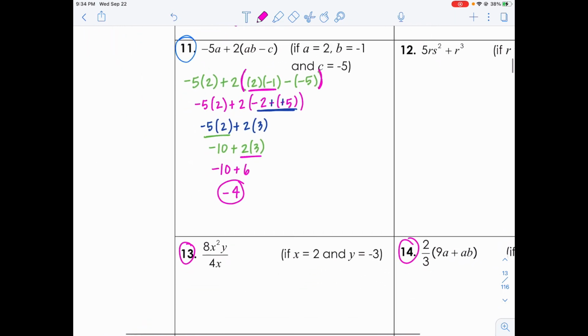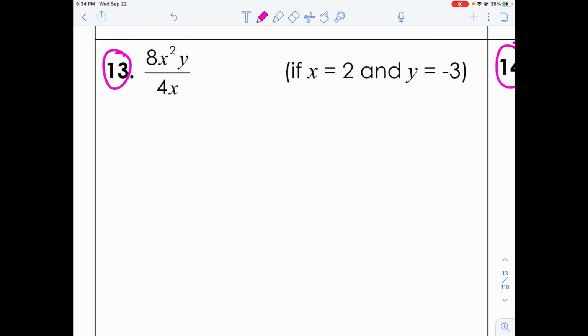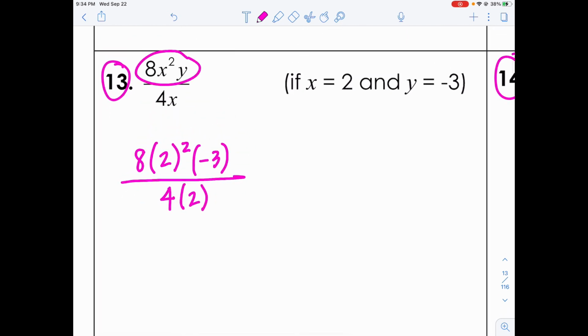The next one you were supposed to do was 13. Substituting everything in, this is 8 times x squared. X is 2, so that is 2 squared times y, which is a negative 3, all over 4 times x, which is 2. The same thing as before, I'm going to go ahead and simplify the top first, and then I'll go back and simplify the bottom.